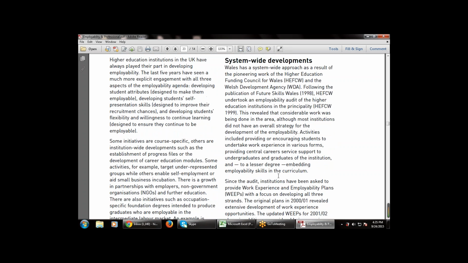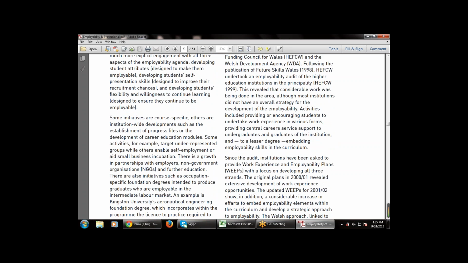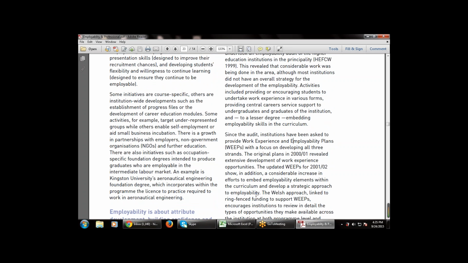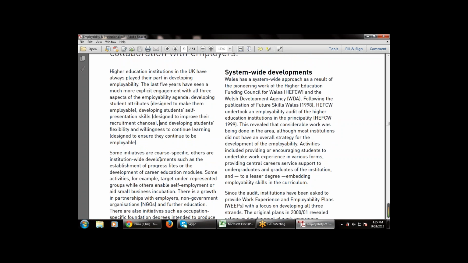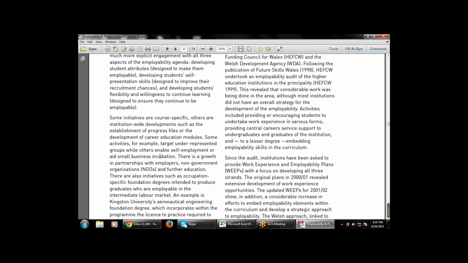Since the employability audit, institutions have been asked to provide a work experience and employability plan that focuses on developing all three strands we have studied: developing student attributes, developing self-presentation skills, and the flexibility and willingness to continue learning.